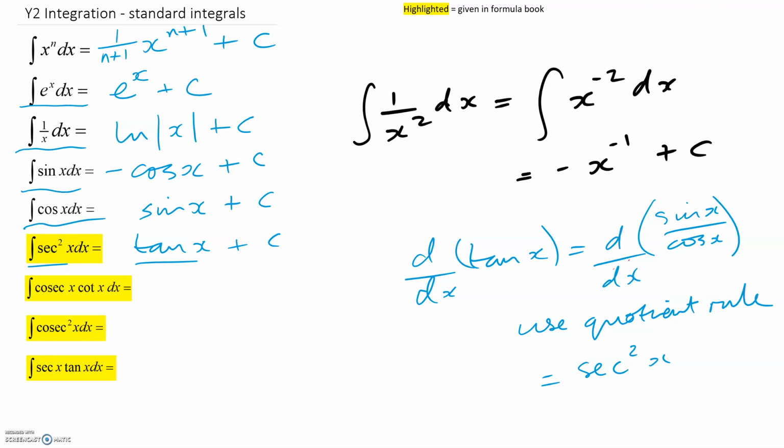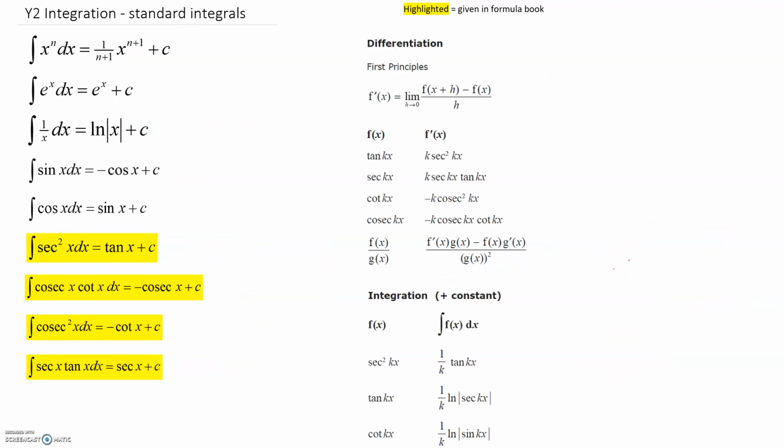In a similar way, you would be able to prove all the others. This would be minus cosec x. This would be minus cot x. And this would be sec x plus c. So you don't need to learn these ones as they're all in the formula book, although it might be handy if you do learn them off by heart. If you look in the formula book, you'll be able to see, if you go straight to the integration section, you'll be able to see this one here.